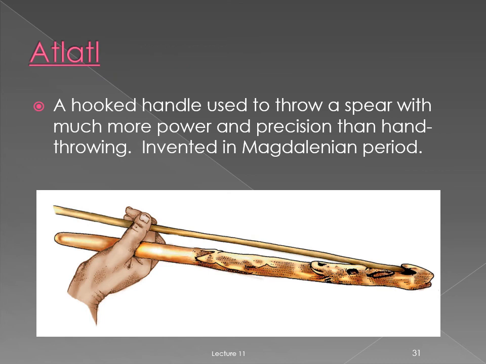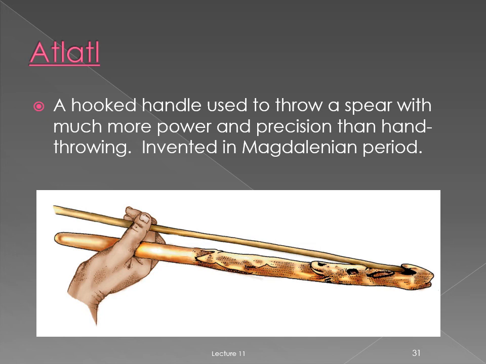An atlatl is a hooked handle used to throw a spear. It greatly enhances the speed, accuracy, and force of the spear, and it makes safe hunting at a distance practical. Instead of getting right up next to the animals, as Neanderthals had to do, Homo sapiens could stand safely back and throw spears from a distance. And since the atlatl greatly increased the accuracy and force of the spear, their hunting was also more efficient.